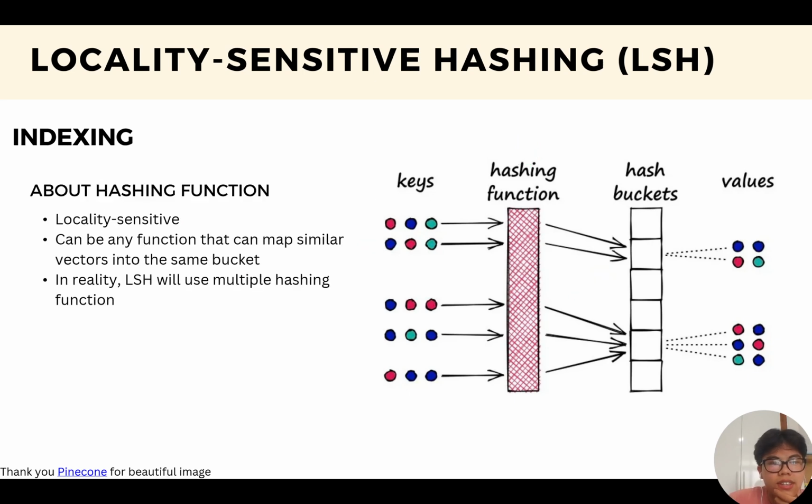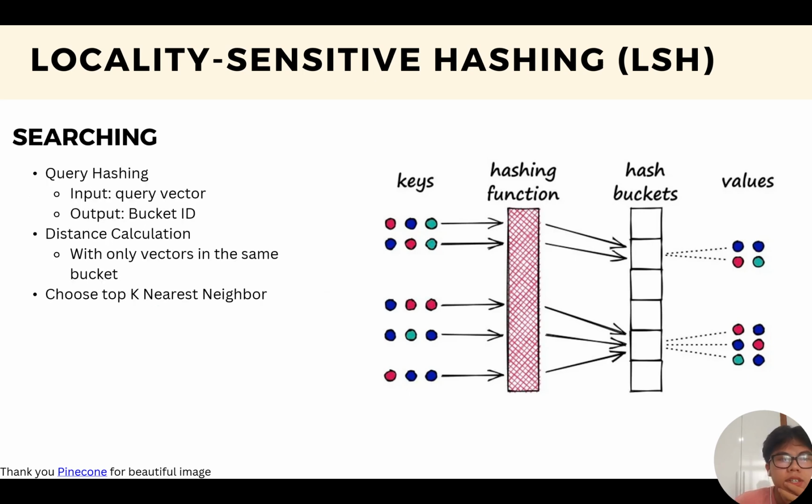About the hashing function, it must satisfy some property: it has to be locality sensitive. It can be any function that can map similar vectors into the same bucket. It just needs to satisfy that, so it can be any function. In reality, LSH uses multiple hashing functions to increase the accuracy and the complexity of the function. We don't want it to be too simple.